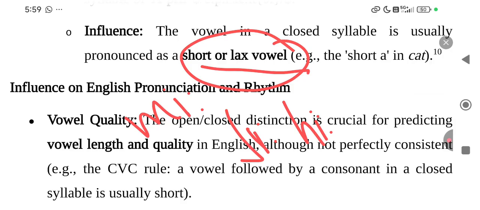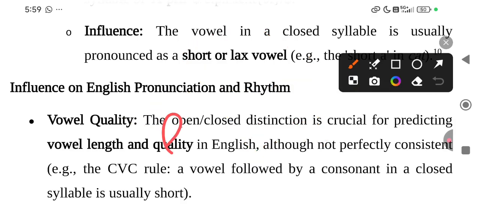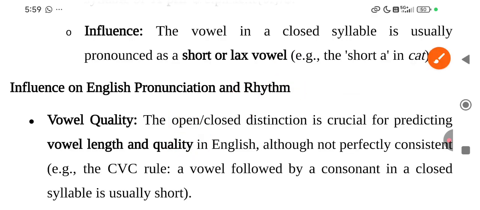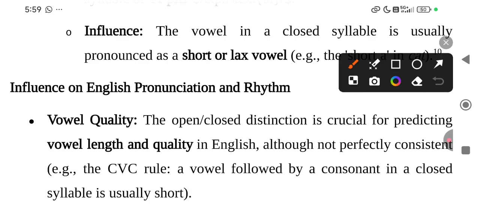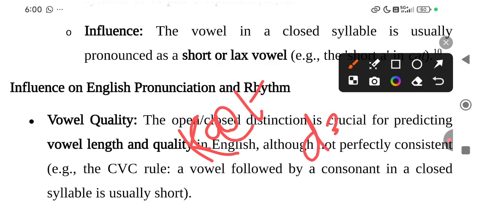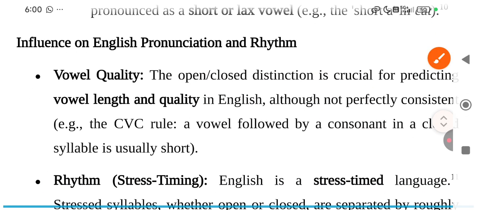We have seen that in April, that's a short vowel, right? Just for example cat, dog. So these are the examples of closed syllables.